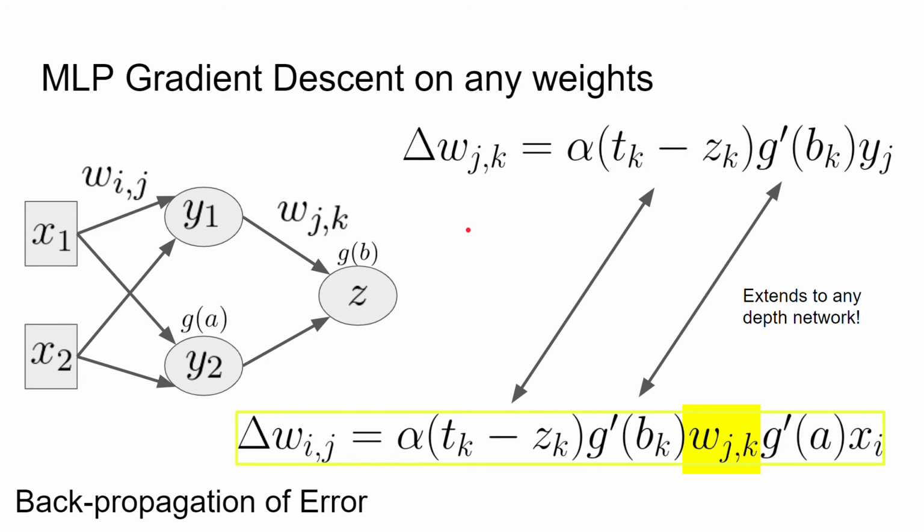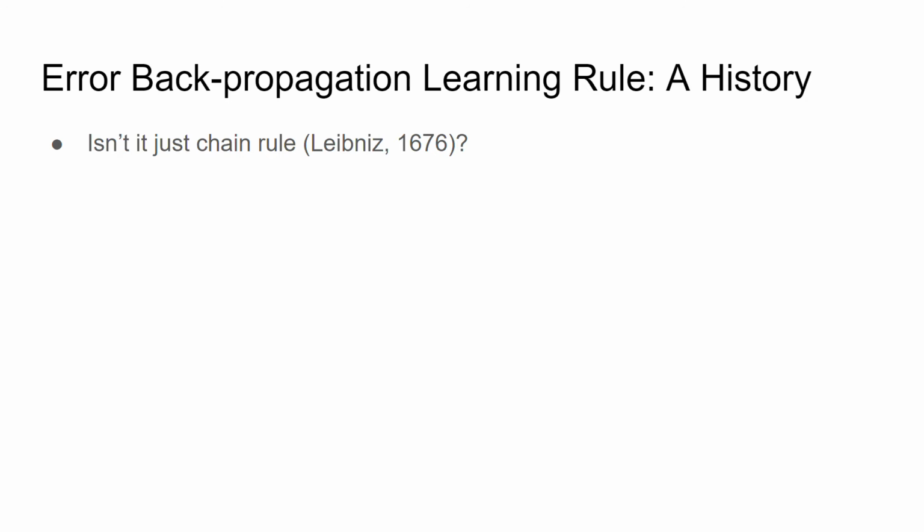Cool. All right. So we now have a learning rule that should work for multi-layer perceptrons. This is the learning rule that's at the foundation of pretty much all of modern AI. And because it's such a foundational learning rule, it's worth taking a moment to talk a little bit about its history.